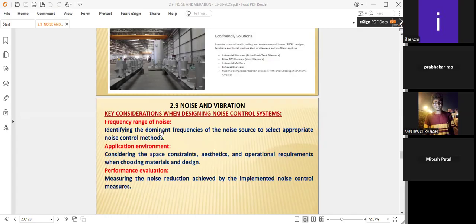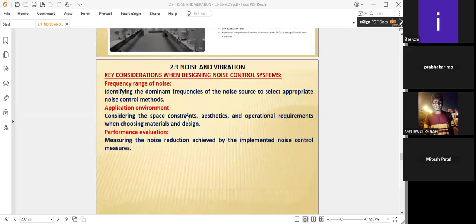We have to measure the frequency range and then decide which silencer is suitable for your workplace out of the three. Application environment is also important. We have already told about diesel engine service, turbine gases, and all these gas turbines. We have to see the application environment also, whether after the installation we can run continuously for 8 hours or 24 hours or not.